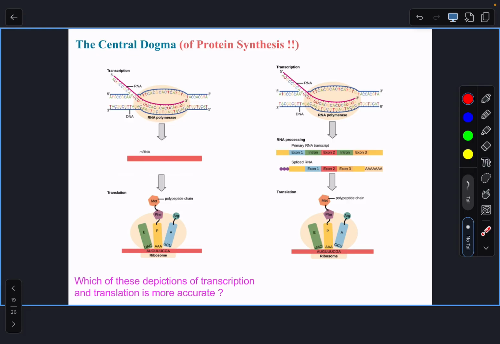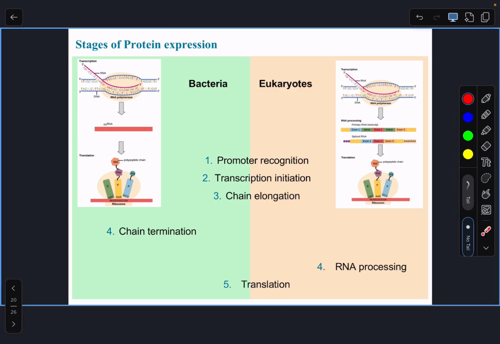Yeah, that's right. We might be tempted, in this spirit of it being a little more complex, to think that this is an oversimplification, but it's not, because this is what happens in prokaryotes, right? This process of much more complex pre-mRNA processing is something that happens in eukaryotes. So this slide here shows how in bacteria we have various stages to protein expression.